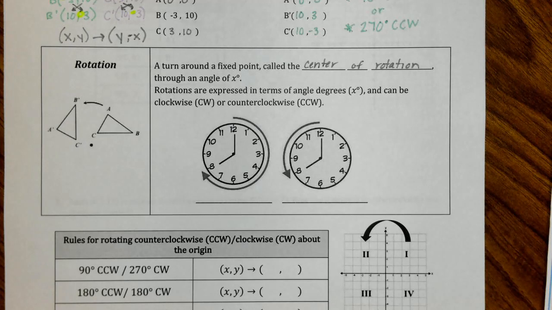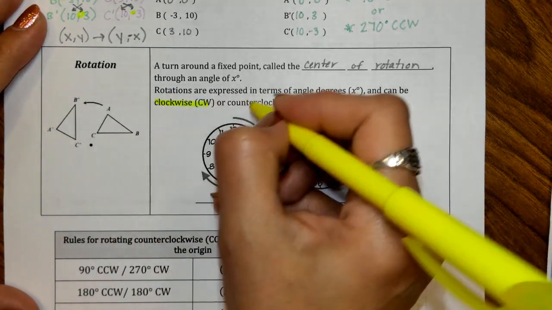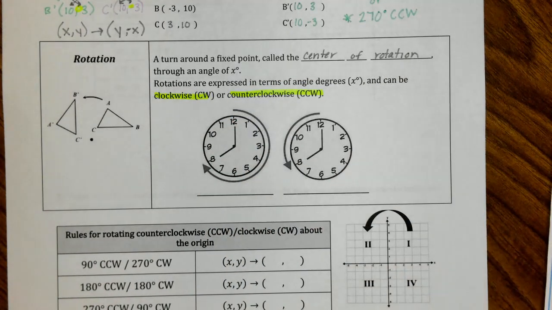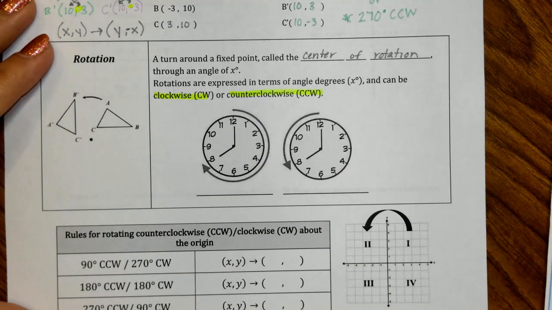And it's going to be through an angle of x degrees. So you're going to have these different degree measurements, which we'll get into in the bottom part. Rotations are expressed in terms of degrees, and they can either be clockwise or counterclockwise. So we take a look at which direction we're going here.